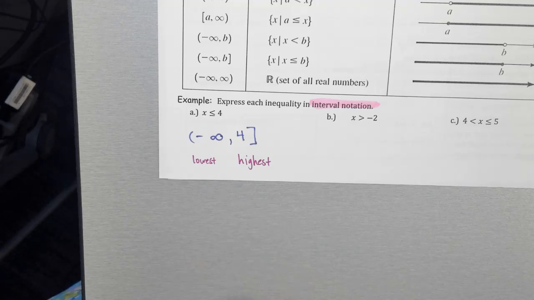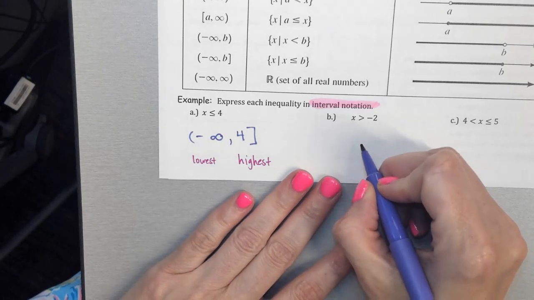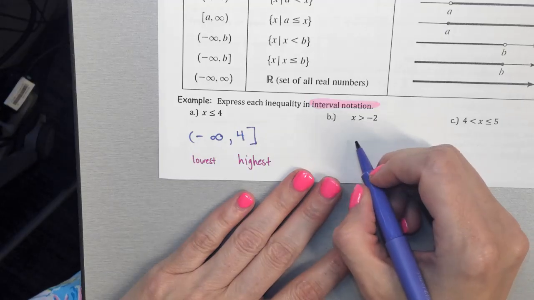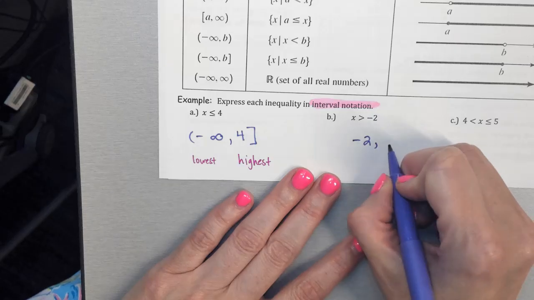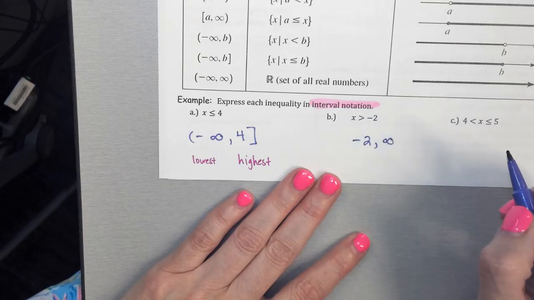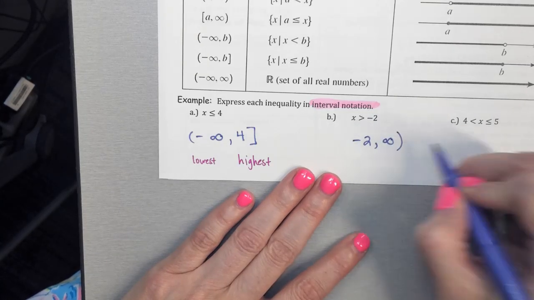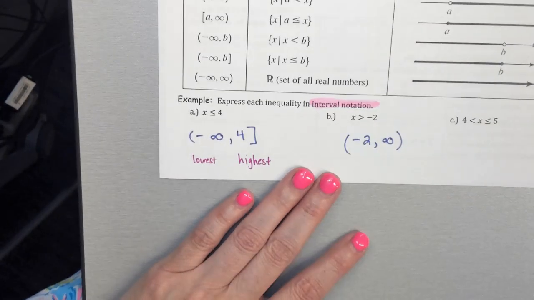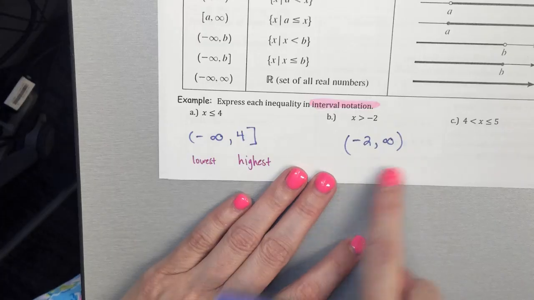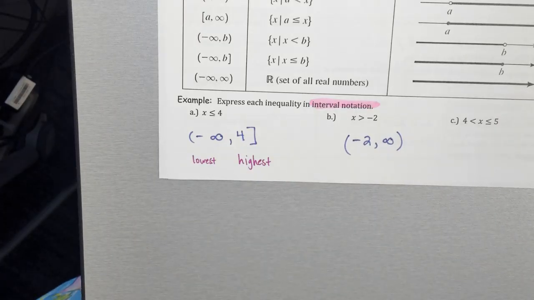Okay. All right. And then, Jada, what did you guys get for B? Good. Okay. And then this one is going to be a soft bracket as well, just because there's no equal to. Okay. So both of them will be in your parentheses.